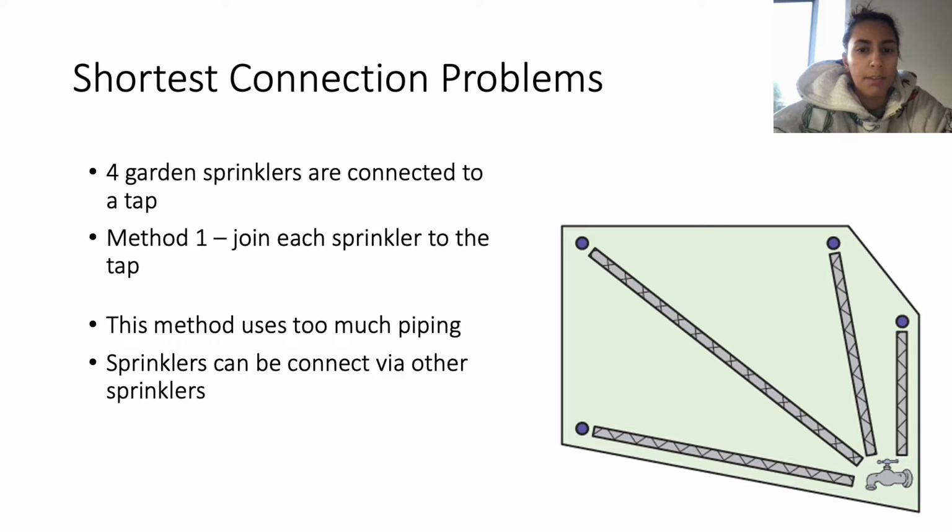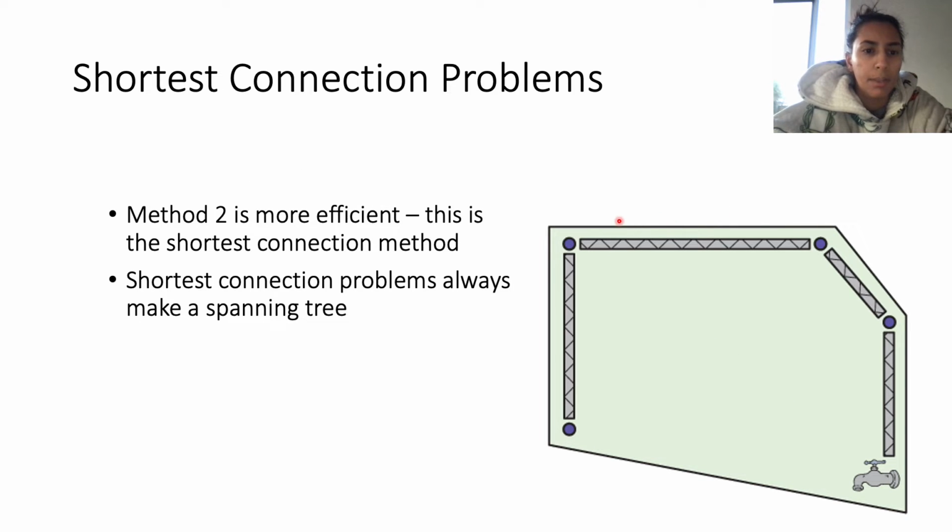So if we have a look at method 2 here, this one would be more efficient because it's got the shortest connection between all of the points. So we've got our 4 sprinklers plus our tap all connected. Shortest connection problems always make a spanning tree. So this is an example of what a shortest connection problem is.